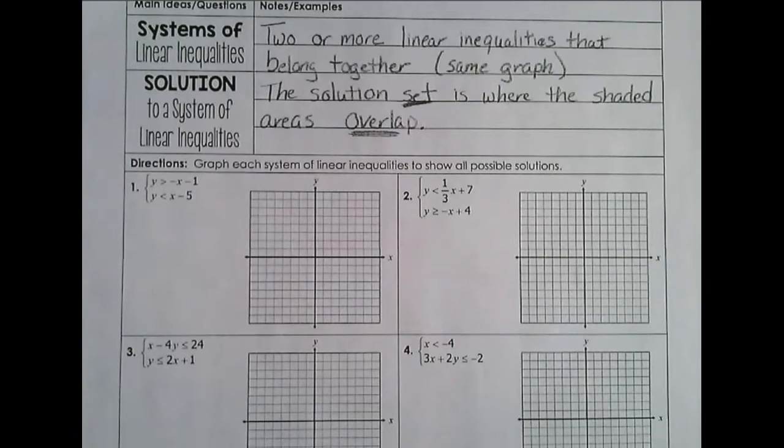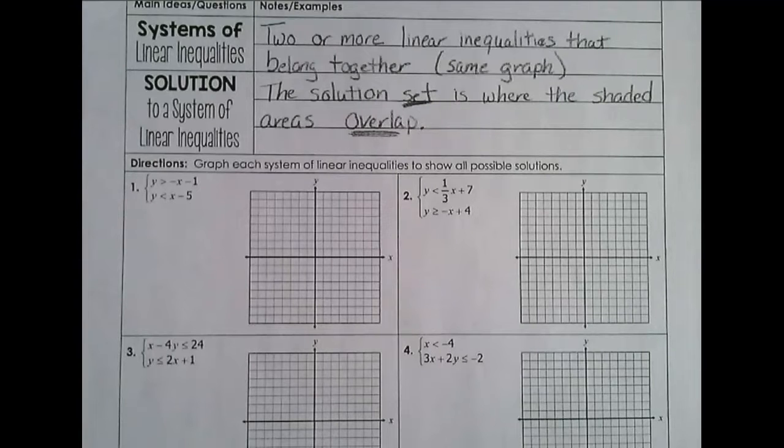Okay, so in today's video, we are going to go from when we just had one linear inequality to two. And remember, anytime we have more than one equation or more than one inequality, we call that a system. So a system of linear inequalities is two or more linear inequalities that belong together, which means we can put them on the same graph.